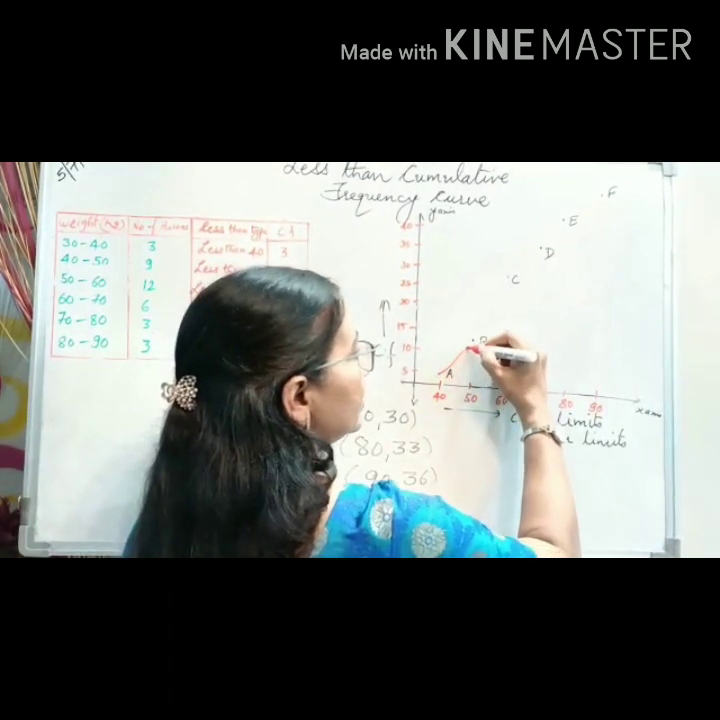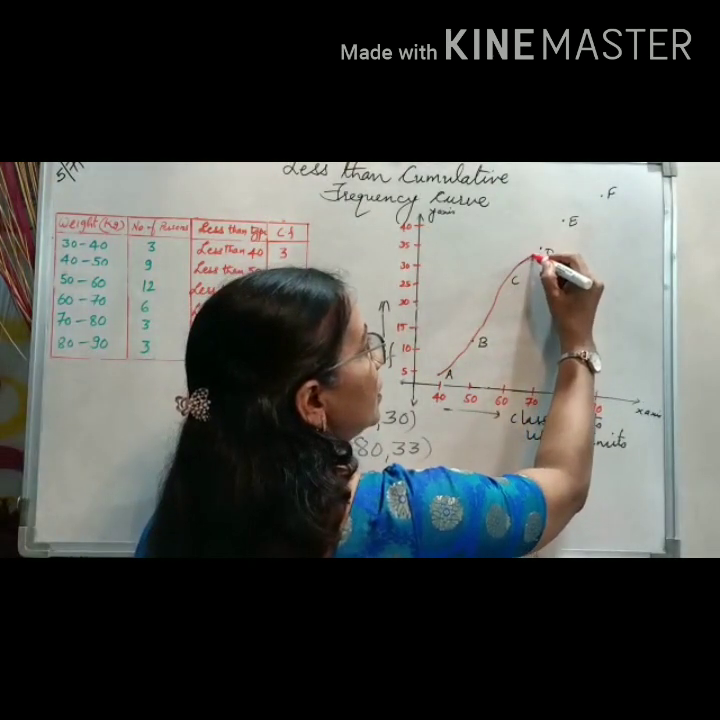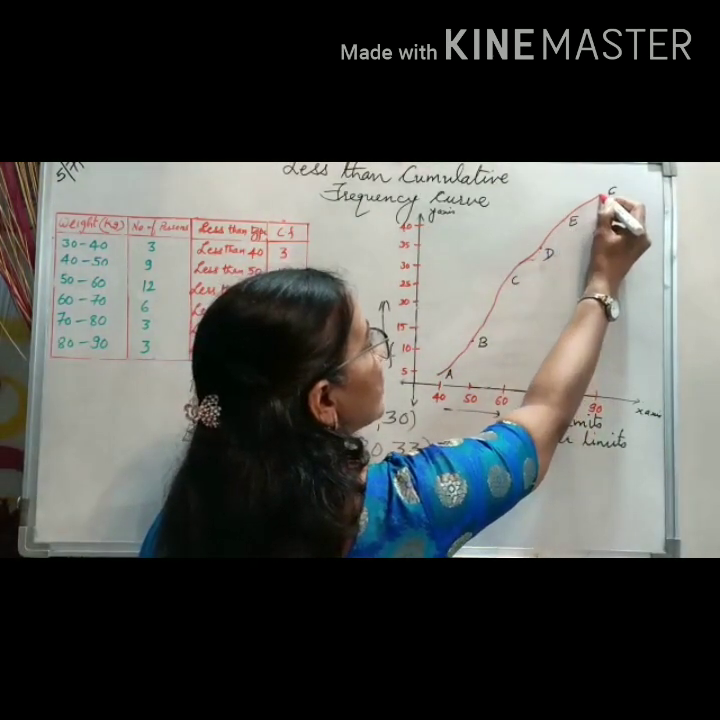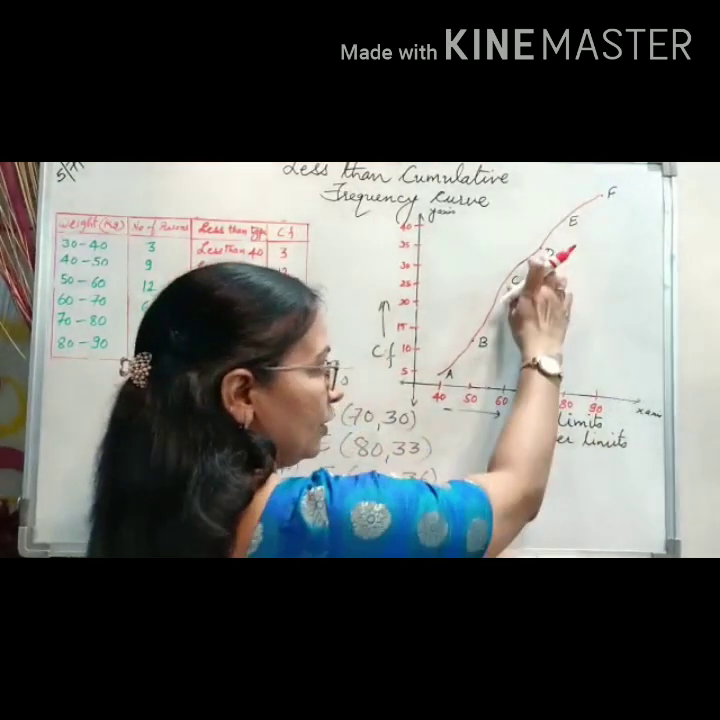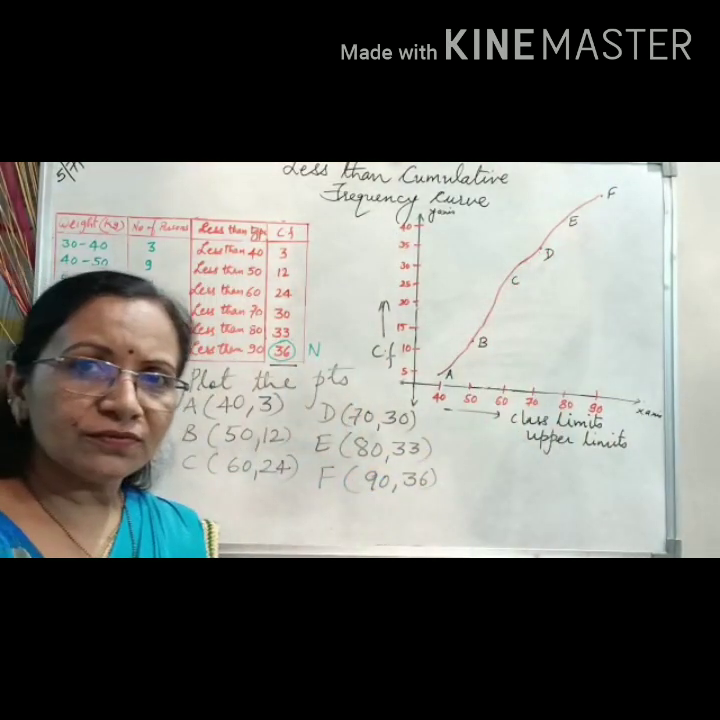It's a freehand curve. So we'll just join it without making use of the scale. We'll join it and we'll get the ogive here. Okay, now the ogive, what is the most important use of the ogive?